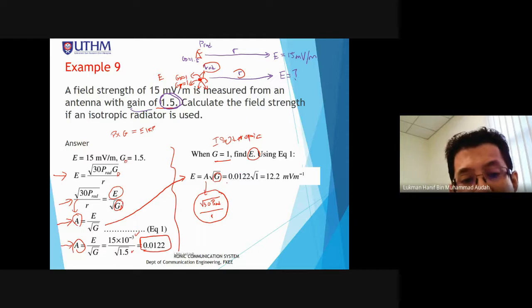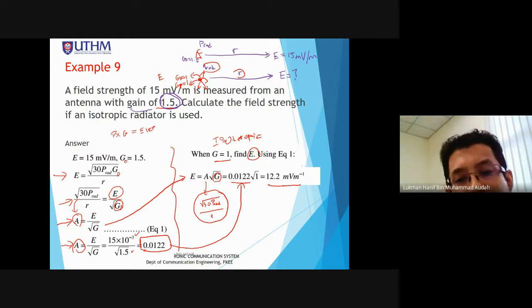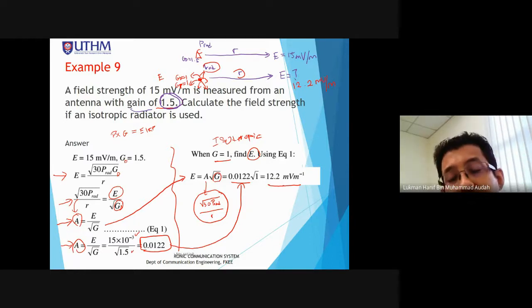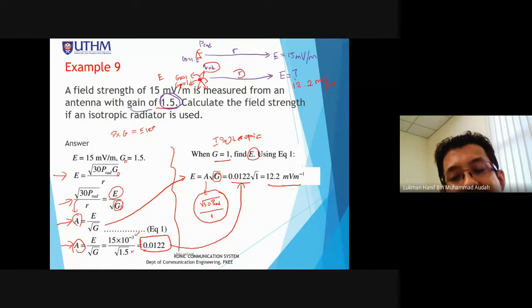So E field is equal to 0.0112 yang kita peroleh daripada ni multiplied with square root of 1. So we get 12.2 millivolt per meter. Perhatikan kelas, dengan menggunakan isotropic antenna, dengan menggunakan power radiation yang sama dan pada jarak yang sama, kita hanya mampu untuk mencapai nilai E field sebanyak 12.2 millivolt per meter, iaitu kurang daripada 15 millivolt per meter jika menggunakan antena sebenar.